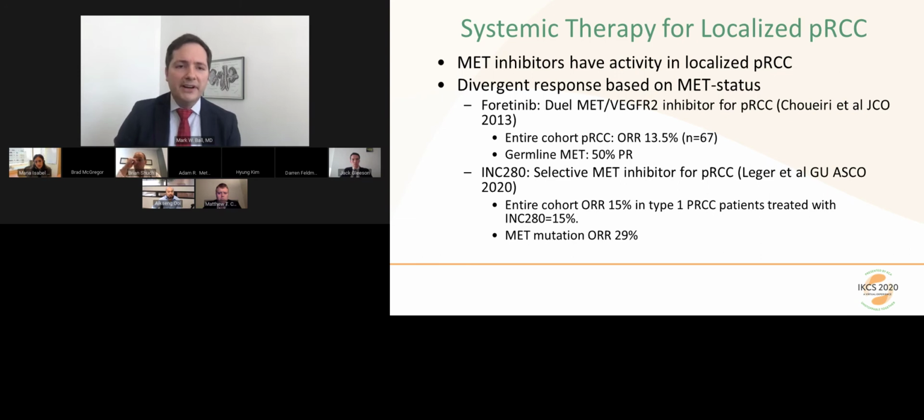So Schwer and colleagues evaluated savolitinib in papillary RCC. And even though the overall response rate was only around 13% in their trial, in patients with a germline MET alteration, 50% of those patients had a partial response. And finally, INC280, a selective MET inhibitor that was presented at GU ASCO earlier this year. Again, in the entire cohort of papillary patients, overall response rate of around 15, but that doubled to around 30 in patients with a MET alteration, mostly germline.